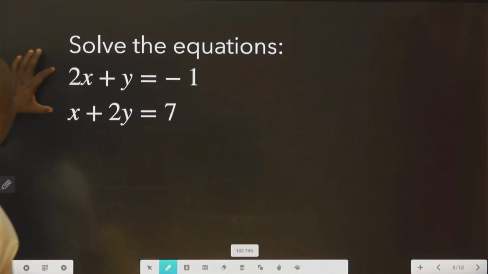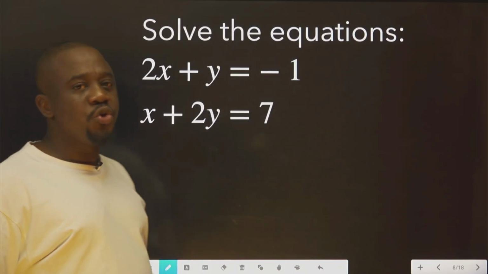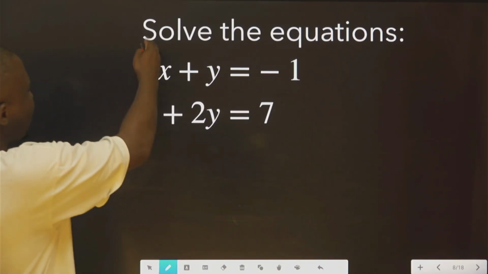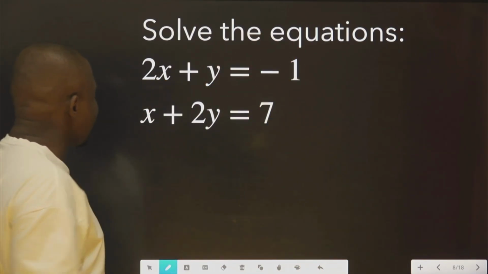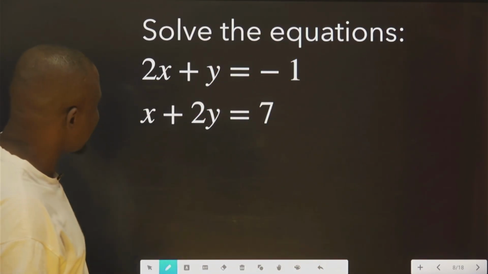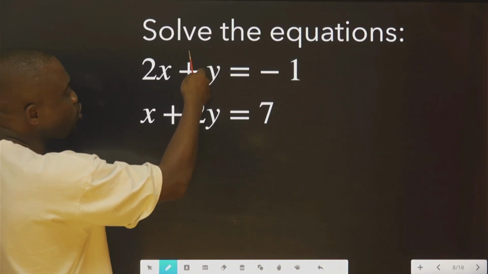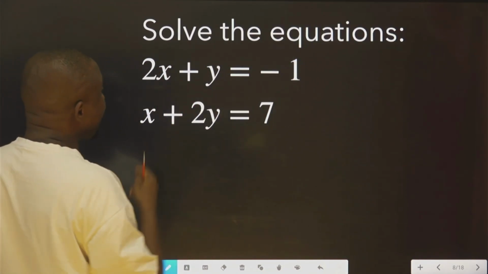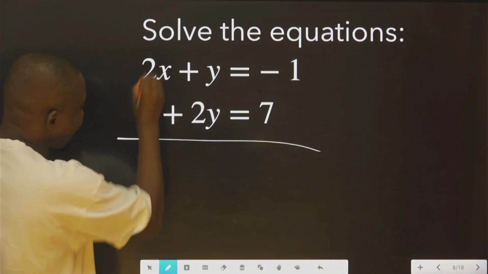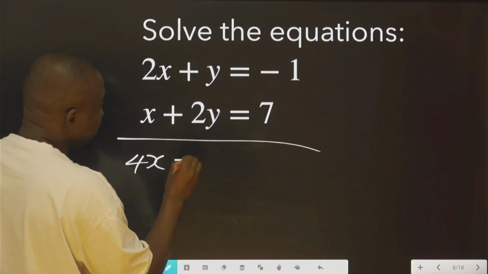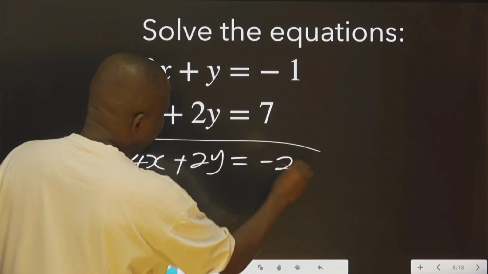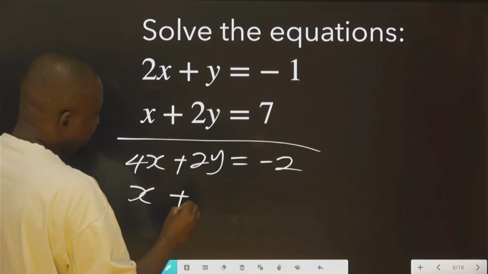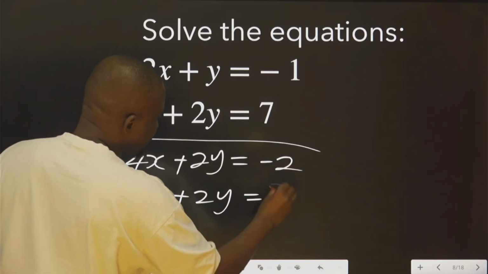Okay? The second question on non-uniform coefficient. This and this are not still the same. All you need to do, you make one of them to be the same. This time, let's make y to be the same. So we are going to put 2 here. Because we are putting 2 here, we multiply this one throughout by 2. Therefore, we're going to have here, multiply by 2 is 4x, multiply by 2 is 2y, multiply by 2 is minus 2. Then this is x plus 2y equals to 7.